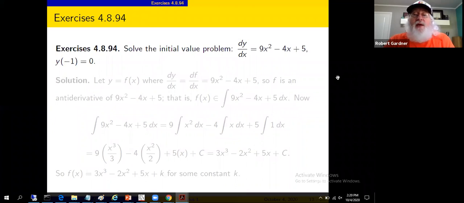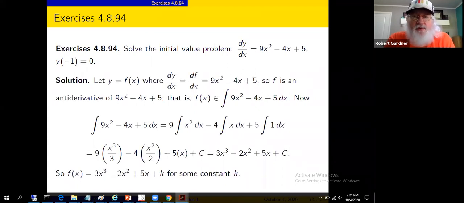Okay, an initial value problem. Suppose dy/dx equals 9x squared minus 4x plus 5, and y of negative 1 equals 0. Find the function y satisfying this differential equation and passing through this point. This is the differential equation, and this is the initial condition. The two pieces of information together are called an initial value problem, just to get you some cumbersome vocabulary. It's an IVP, to use some acronyms.